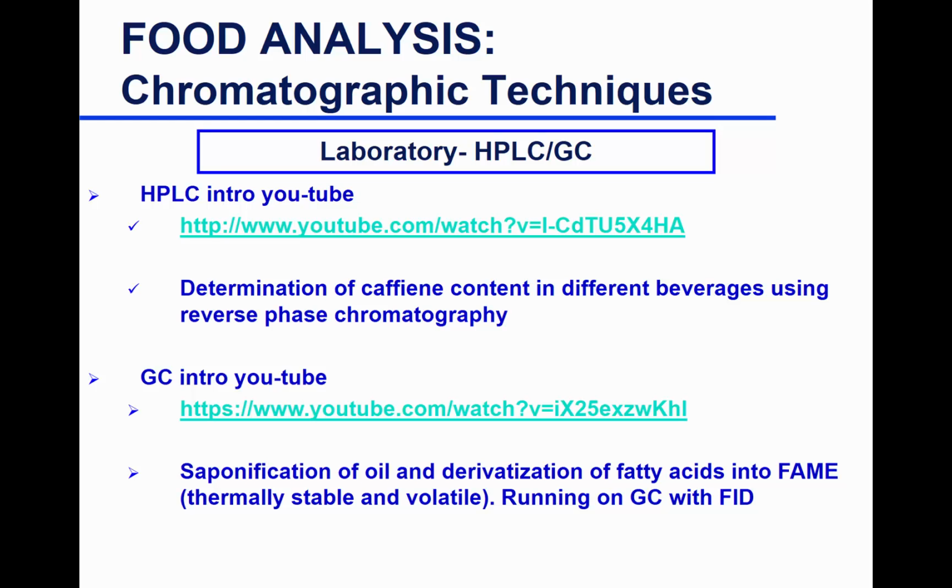So these are the 2 labs. This involves minor sample prep, and we're going to go over the HPLC system and how to analyze spectra and all of that. And this is involving more of a sample prep.